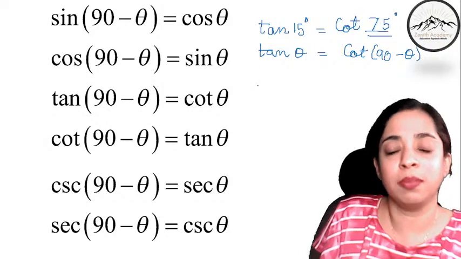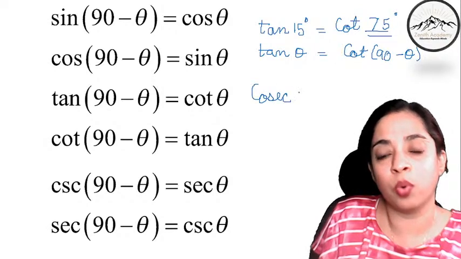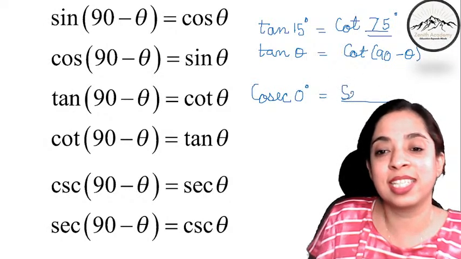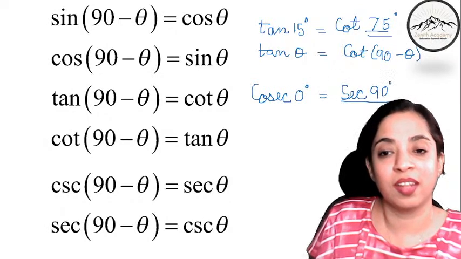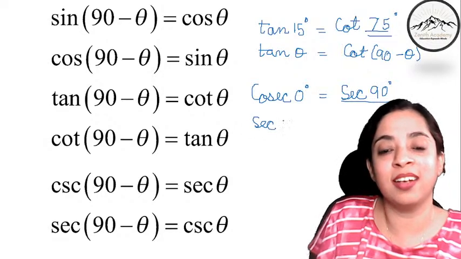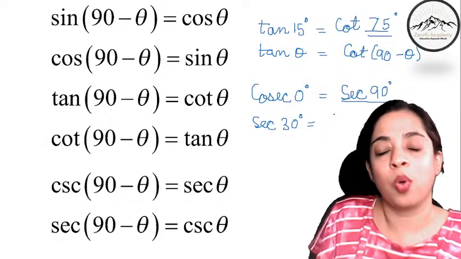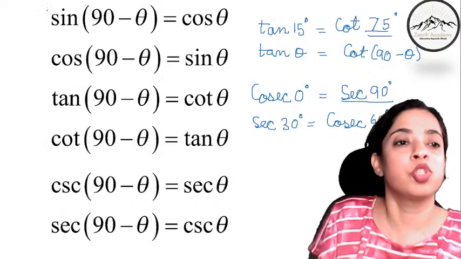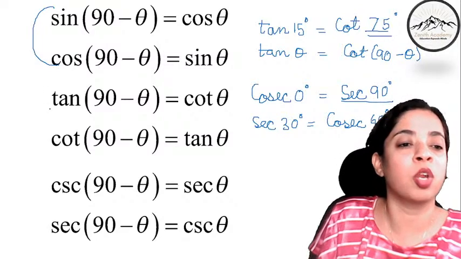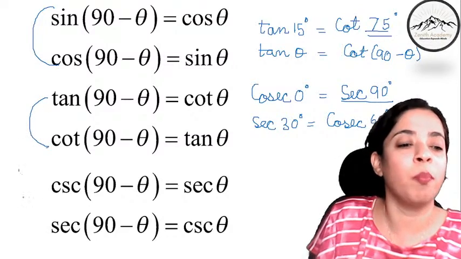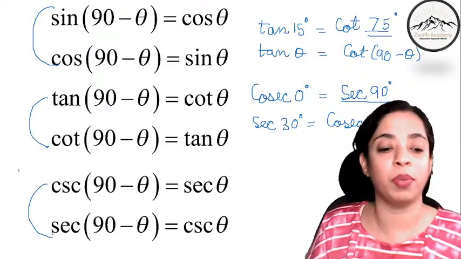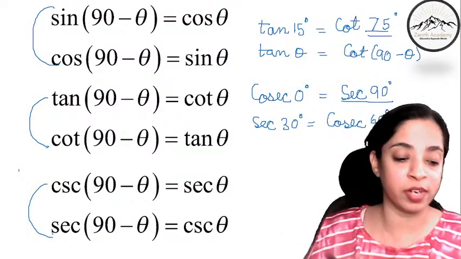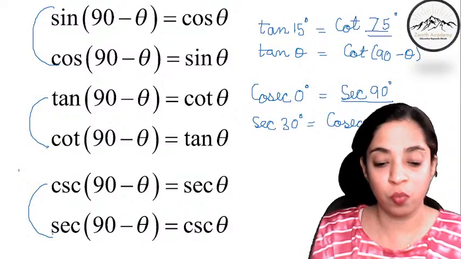So if I say cosec 0 is equal to sec 90, है ना? And sec 30 is equal to cosec 60. Have you all got it now? So just remember the pairs. Sine and cos are complementary. Tan and cot are complementary. Cosec and sec are complementary. Don't get confused with the reciprocal relation. Reciprocal relation was different.